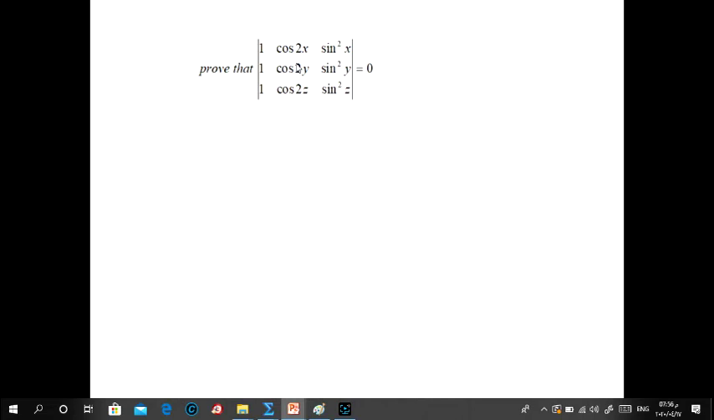Okay, try to think how to make this determinant equal 0. Before we get started, do you know the relation between cosine 2x and sine square x? We studied it before, right?